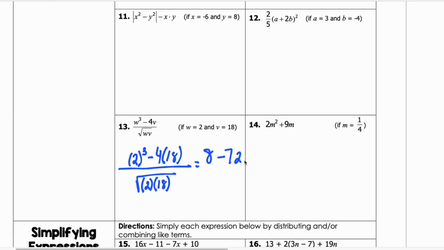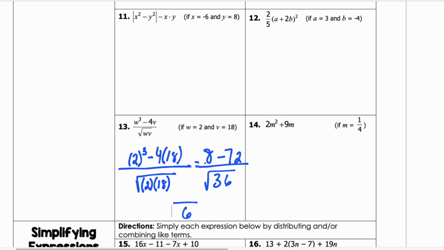4 times 18 is 72. Now, notice I did multiply this before I did the bottom, and remember, we can do that because of this grouping symbol here. This tells us that we can do the top part and the bottom part independently, so we don't have to go back and forth. All right, and let's go ahead and do 18 times 2. So this is going to be 36. And we know the square root of 36 is 6. So I'm going to rewrite that down here.